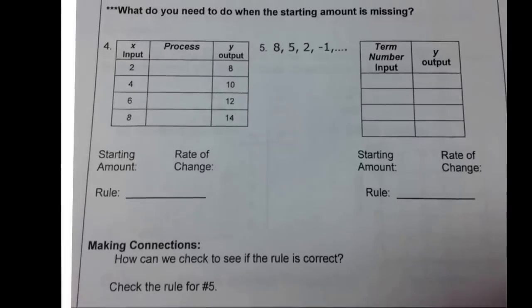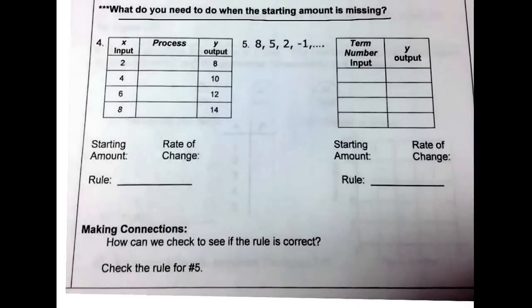This section teaches us what to do if the starting amount is missing. Back in middle school, you learned how to use a process column, and this will help you find out that starting amount if you want to, and then I'm going to show you a second way as well. The process column is how do we get from 2 to 8. Okay, and so we do our process column by finding our rate of change first.